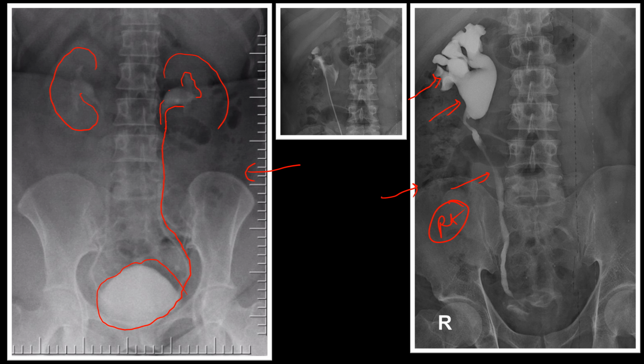How we can differentiate the skiagram of intravenous pyelography and retrograde pyelography? In intravenous pyelography, we can see the shadow of renal pelvis on both sides, while in retrograde pyelography, we can see the shadow of pelvis only on one side. In addition, in retrograde pyelography, we can see a catheter through which the dye is injected. This is how we can differentiate the skiagram of intravenous pyelography and retrograde pyelography.